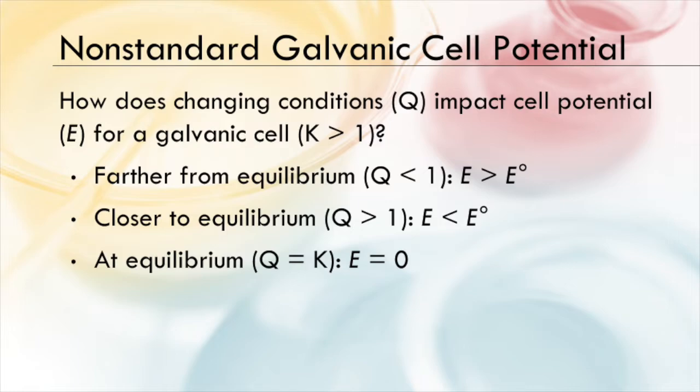Deviations from standard conditions that take the cell closer to equilibrium, increasing Q, bringing it closer to K, will decrease the magnitude of the cell potential, so it will be less positive, less thermodynamically favored than the standard cell potential.